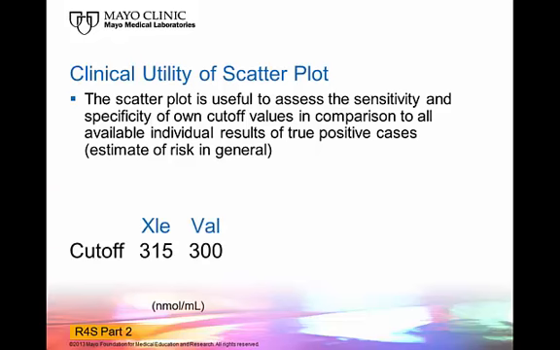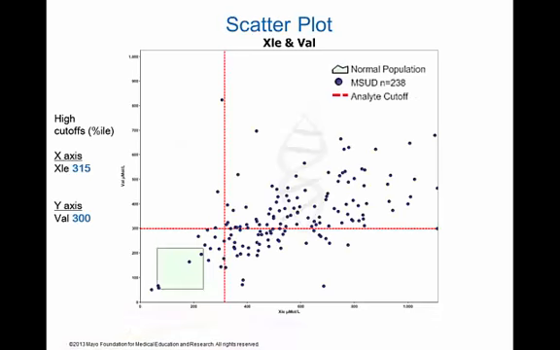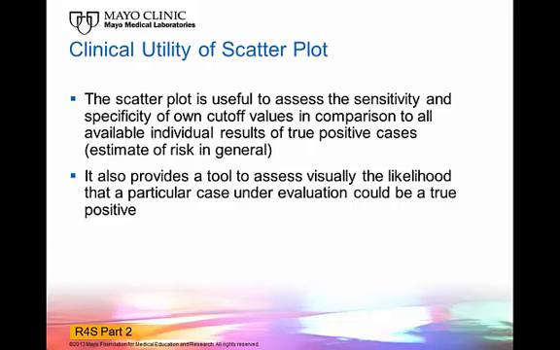As a practical example, we consider a laboratory with cutoff values for isoleucine-leucine and valine of 315 and 300 respectively. The scatter plot clearly shows that at those levels the risk of false negative events is fairly high, considering the high number of cases with one or both results below the chosen cutoff. The scatter plot is particularly useful in prospective evaluation of challenging cases.